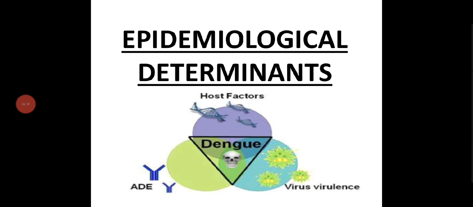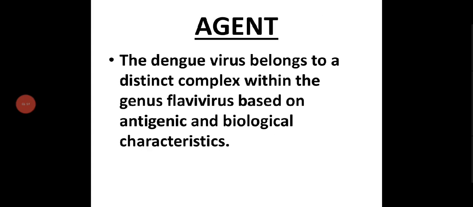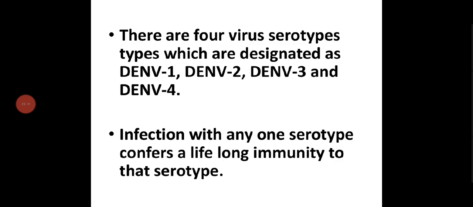And the epidemiological determinants: agent. The dengue virus belongs to a distinct complex within the genus Flavivirus based on antigenic and biological characteristics. So, due to the antigenic and biological characteristics, this dengue virus, or arbovirus, comes under the genus Flavivirus. There are four virus serotypes, designated DENV1, DENV2, DENV3, and DENV4. Infection with any one serotype confers lifelong immunity to that serotype. If any of these serotypes infects you again and it is treated, then lifelong you will never get this infection.